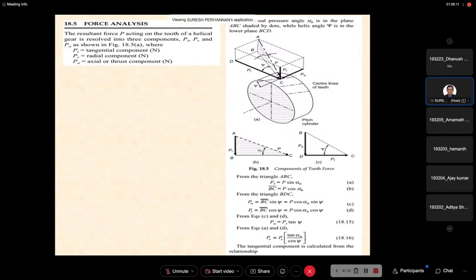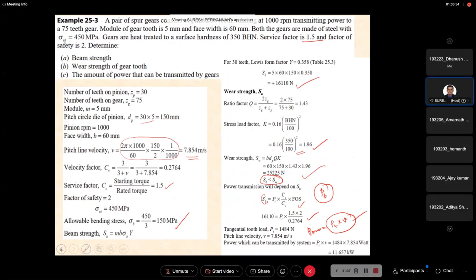Okay. Now let us see these important things. First we discuss the force analysis. As I told you, we discussed different types of gears: spur gear, helical gear, bevel gear, worm and worm wheel, rack and pinion. In spur gear, which we discussed, there are two types of force: tangential force and radial force. But in helical gear and bevel gear, are there only two force components or some more? Please tell me. What is the other force component in this helical gear?